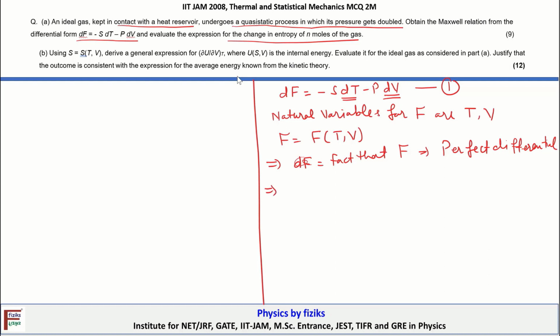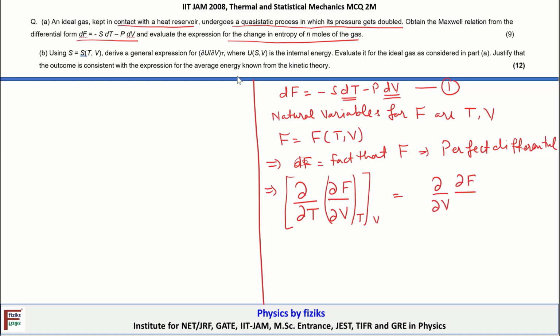This implies that the order of differential of f with respect to t and v doesn't matter. That is, ∂/∂t of (∂f/∂v), keeping t constant, and outside we will have this constraint, will be equal to ∂/∂v of (∂f/∂t), with v outside and t outside.